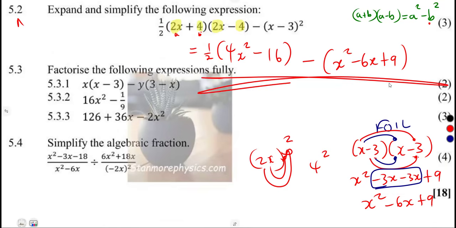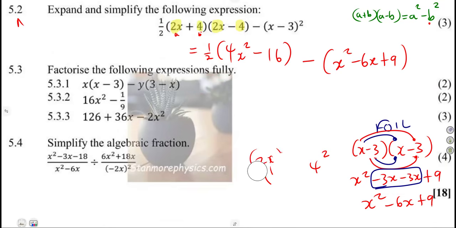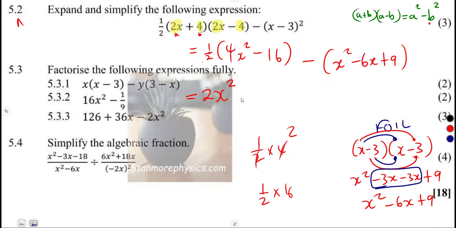Make sure that you simplify this properly. Then with this expansion, we can expand 1 over 2, half of this. So it is half of what? 4. What is half of 4? It is a 2. So that's 2x squared. Half of 16, that's what? 8. But there's a negative, so it's negative what? Negative 8. So you can find half of that.